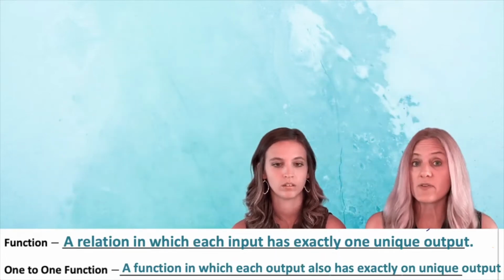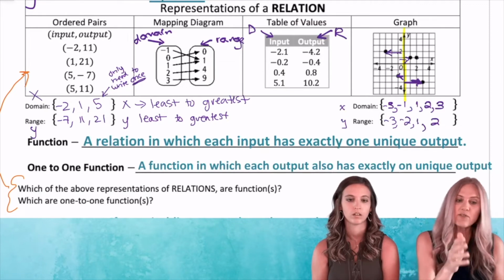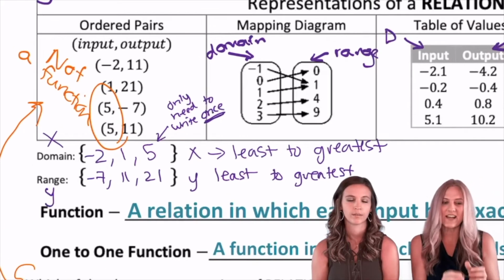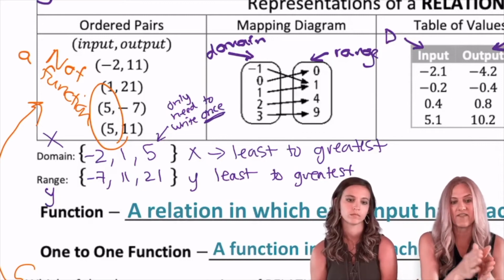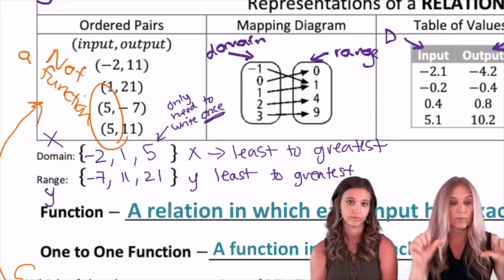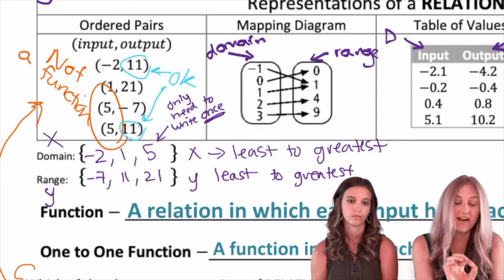So if we look up here at the representations of relations, we're going to go through and categorize everything. I gave away that first one, the ordered pairs, because we already know that's not a function because 5 goes to -7 and 5 also goes to 11. So boo. Now, it's okay that -2 goes to 11 and 5 goes to 11.